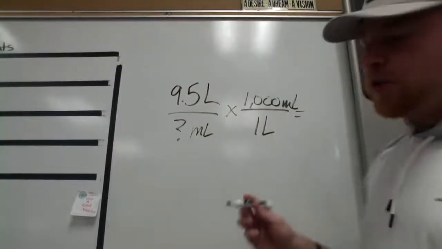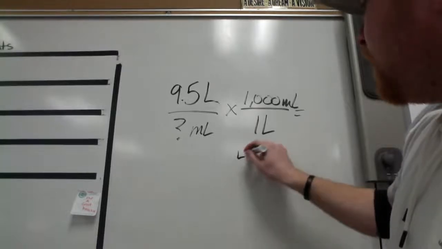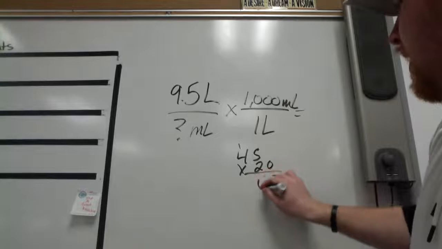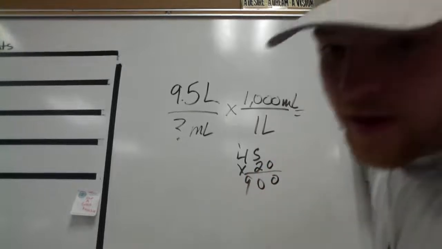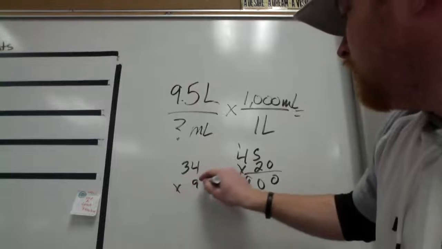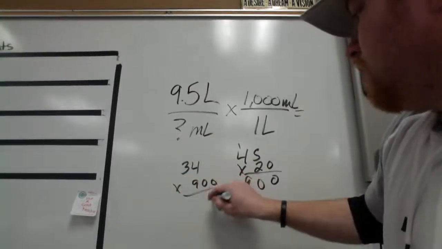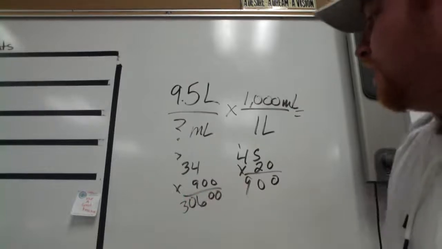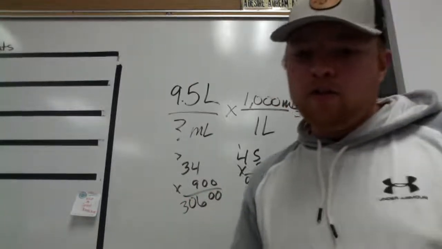10 times 2 is 20, and then times 45. Bring down the 0. You get 10, 8, 9, and then that times 34. 36, 27, 30. 30,600, Weston.